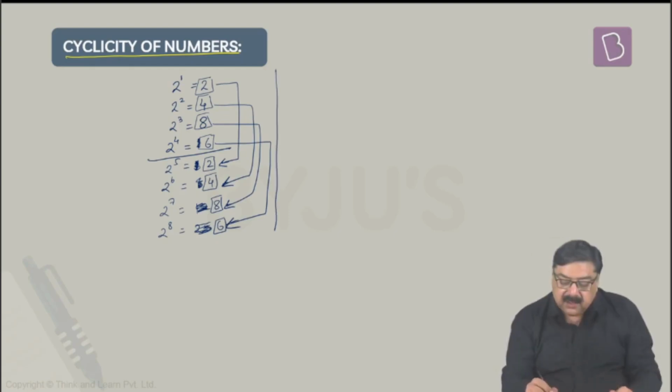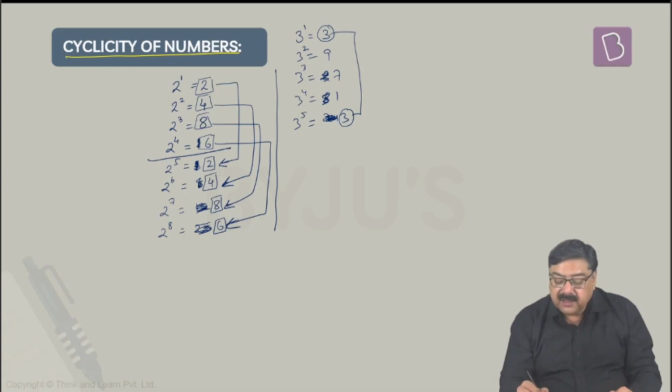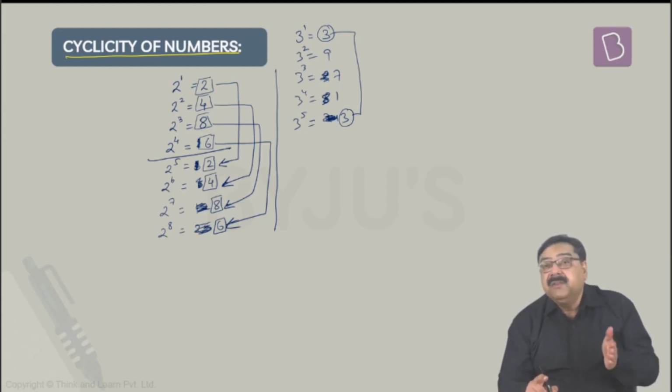Now similarly, for 3, 3 power 1 is 3, 3 power 2 is 9, 3 power 3 is 27, we don't need this 2. 3 power 4 is 81, we don't need this 8. 3 power 5 is 243, we don't need this 24. Again 3 has appeared in the units place, which means the cyclicity of 3 also will be 4. After every 4th power, the same digit appears in the units place. So we can say that the cyclicity of 3 is 4.